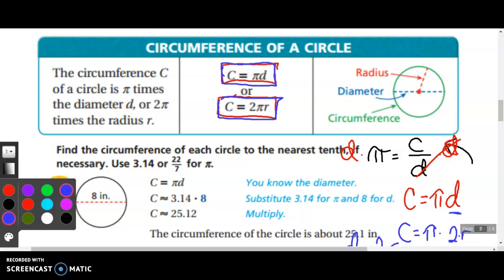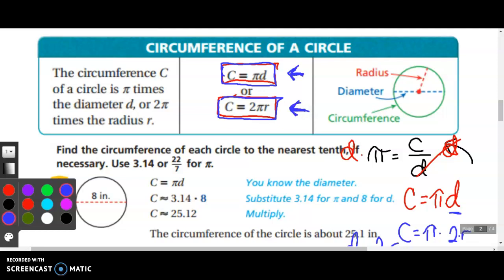Now, why do we need two? The reason why we have two, and again, we don't need it because we could convert a diameter to a radius or a radius to a diameter. We can figure that out. But the reason why we have two formulas is because if we're given the radius, then we'll use this formula. And if we're given the diameter, then we'll use that formula. So if you're asked to find circumference, the first thing that you should do is figure out, do I know the radius or do I know the diameter? If you know the diameter, then you're going to use this formula. If you know the radius, you're going to use this formula.